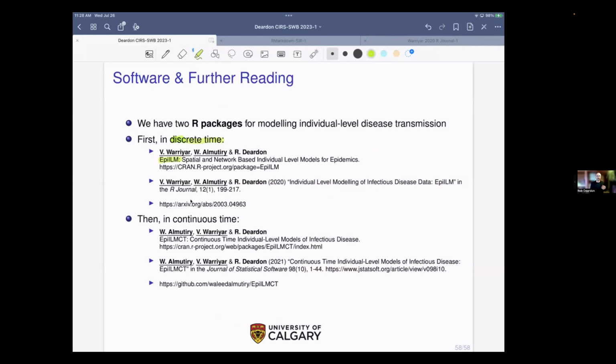Okay, there is also, we haven't talked about this at all, but you can do the equivalent thing in continuous time as well. And that's all detailed in this package.